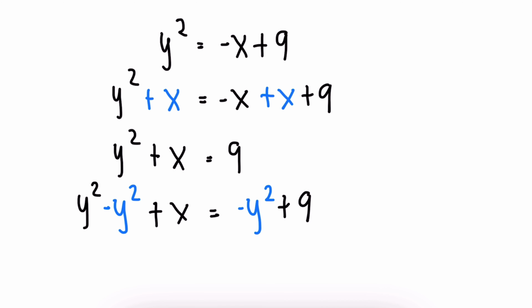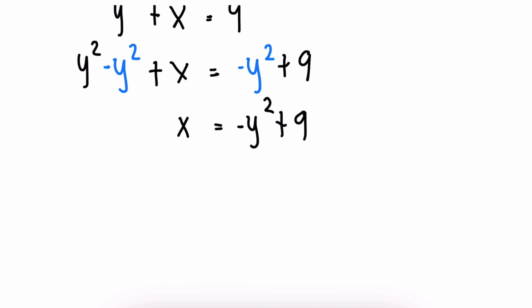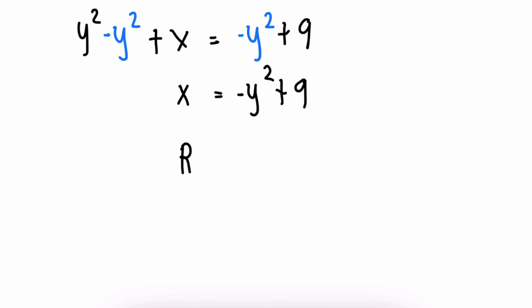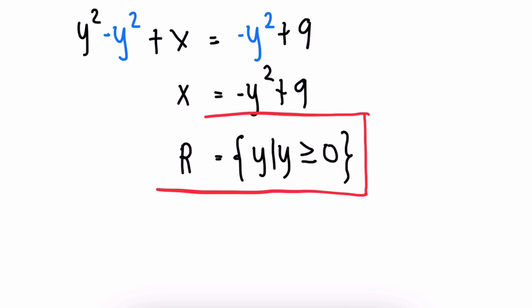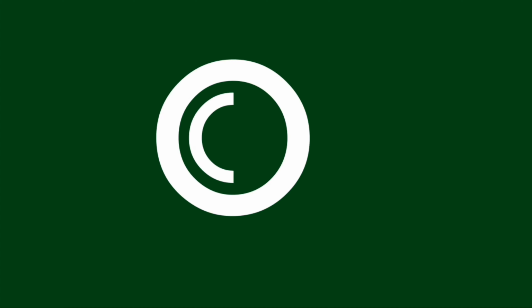On the left side of the equation, y squared minus y squared, that is equal to 0. So the equation will become x is equal to negative y squared plus 9. Since the equation is in x form, therefore the range is equal to y such that y is greater than or equal to 0.